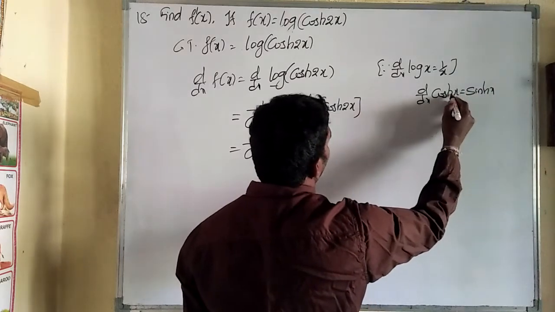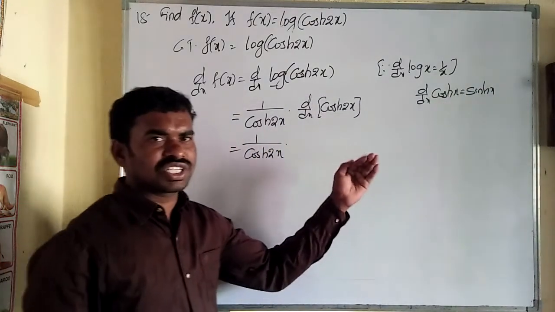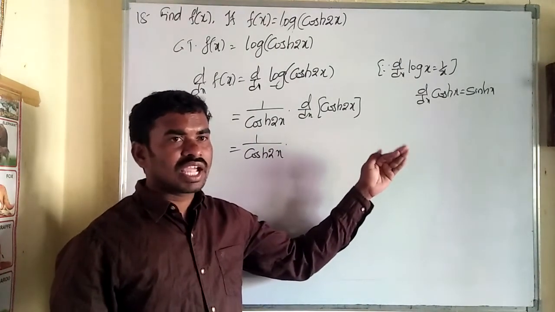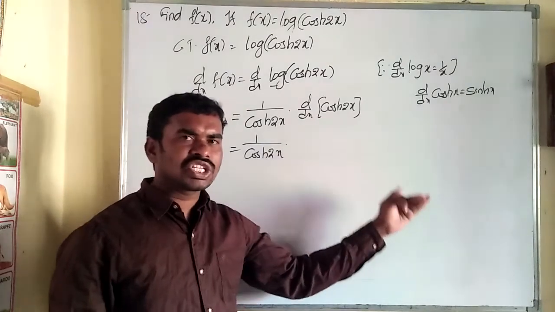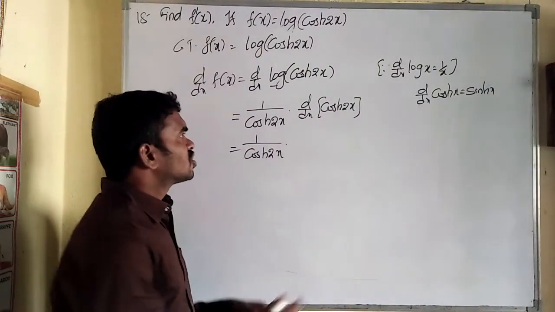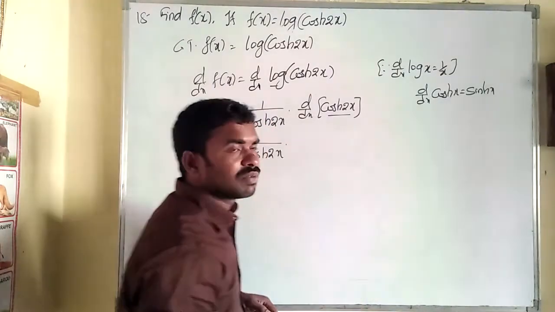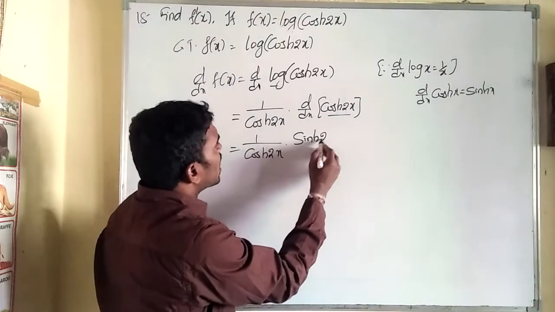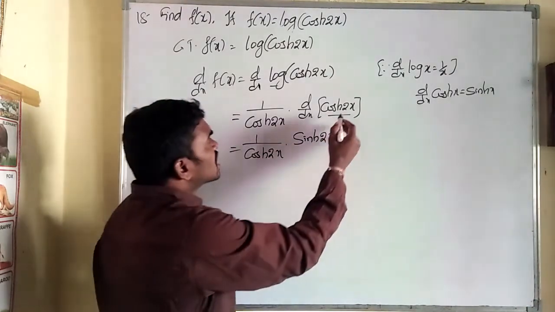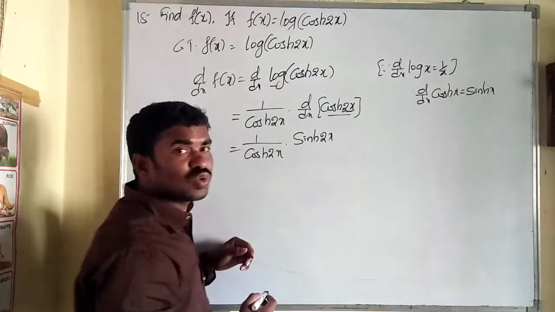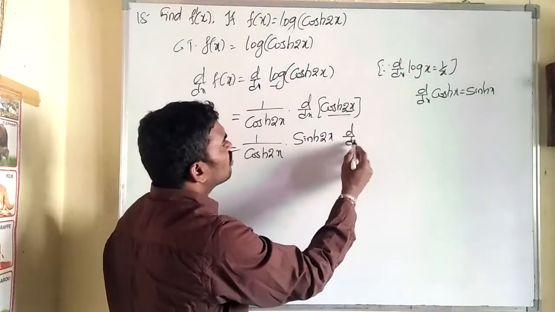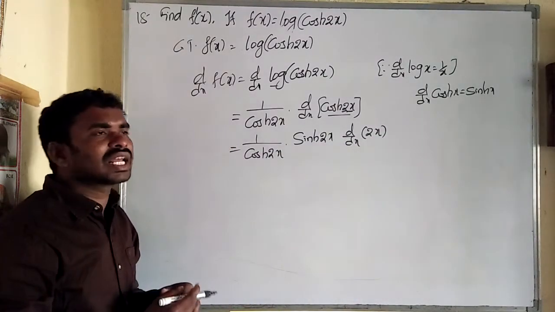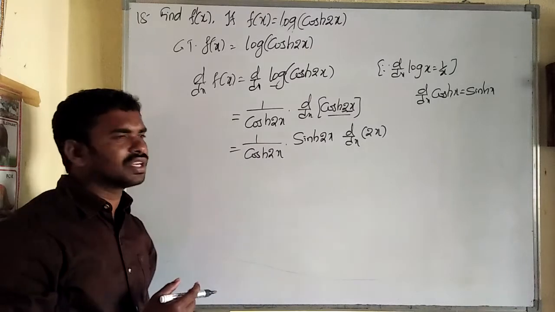In the hyperbolic functions, the derivative of sinh x is cosh x, of cosh x is sinh x, and of tanh x is sech squared x. In the hyperbolic functions, the first three are positive, the next three are negative. So the derivative of cosh x is sinh x, but here we have cosh 2x. So the derivative is sinh 2x, but again instead of x there is 2x, so we again take the derivative of that 2x. To get x clearly, until then we should do the derivation.